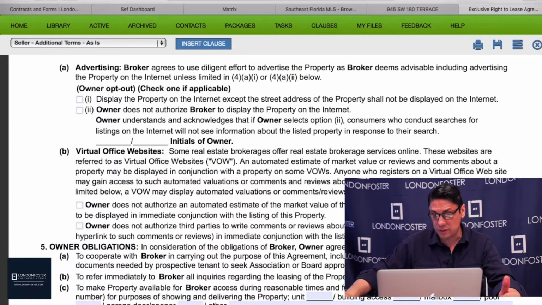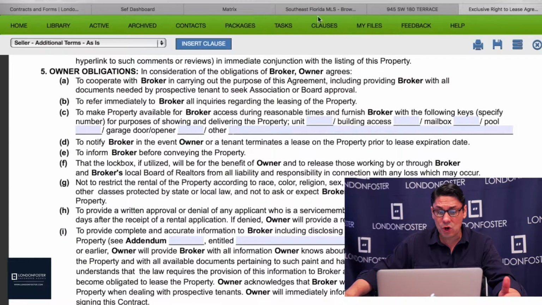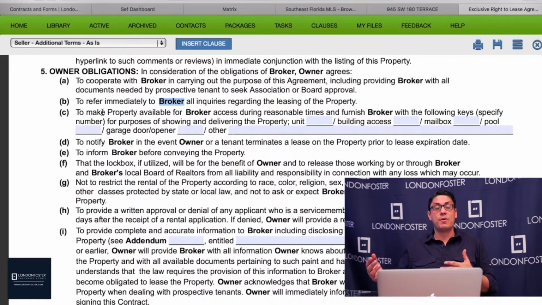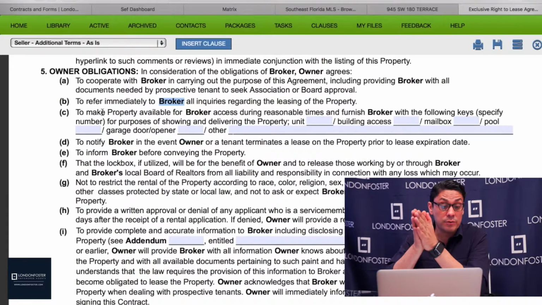Owner obligations. Under the owner obligations, you're going to make sure that the owner agrees that they are going to cooperate with the broker when it comes to sharing the property. They're going to refer any new inquiries that come to them personally, whether it be a friend or a neighbor, because now you're in an exclusive right to sale agreement, that they come to you.